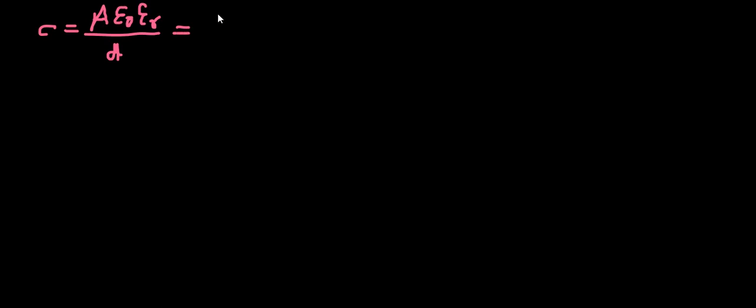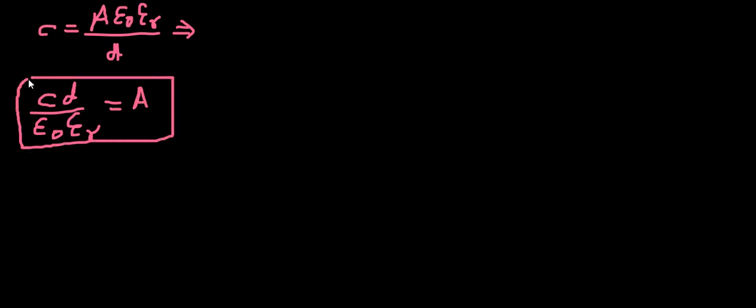So finally we are going to substitute these values. I will be converting this equation, because we have to find the value of the area, that is A. So A is equal to the capacitance times D divided by epsilon naught times epsilon r. Now our equation is ready to solve. Now the substitution can be started from here.